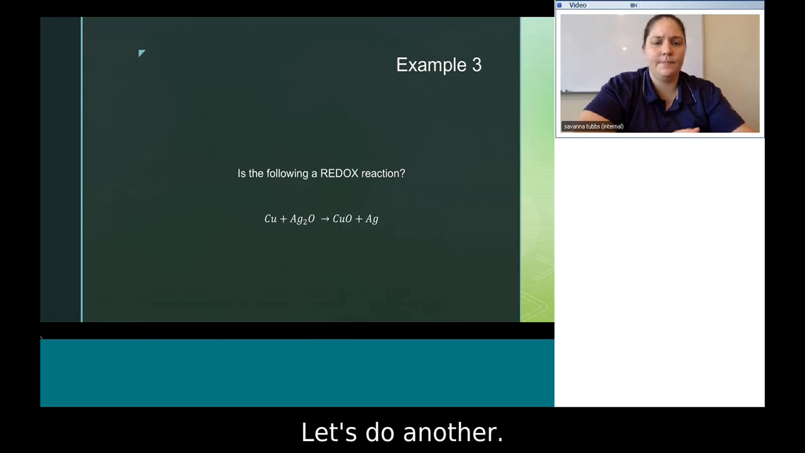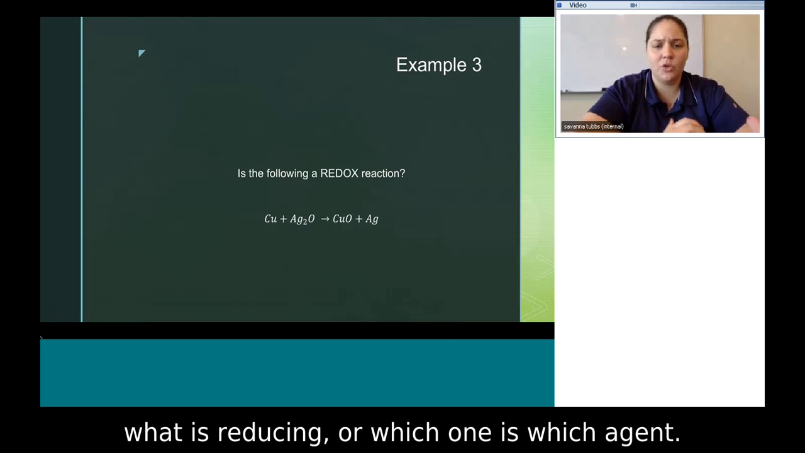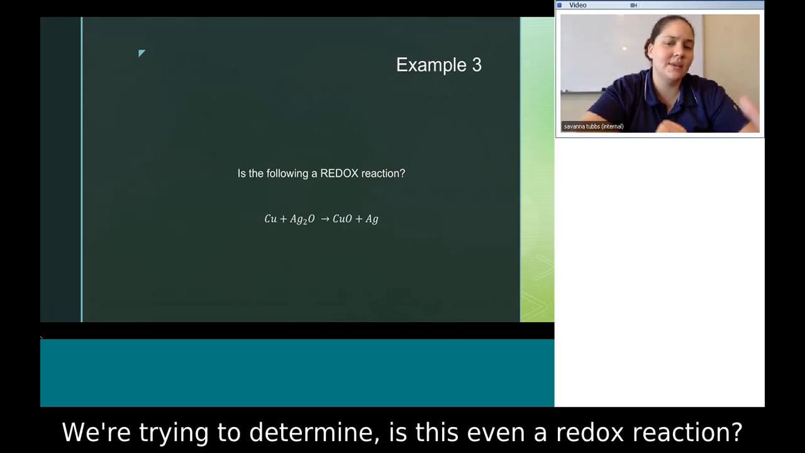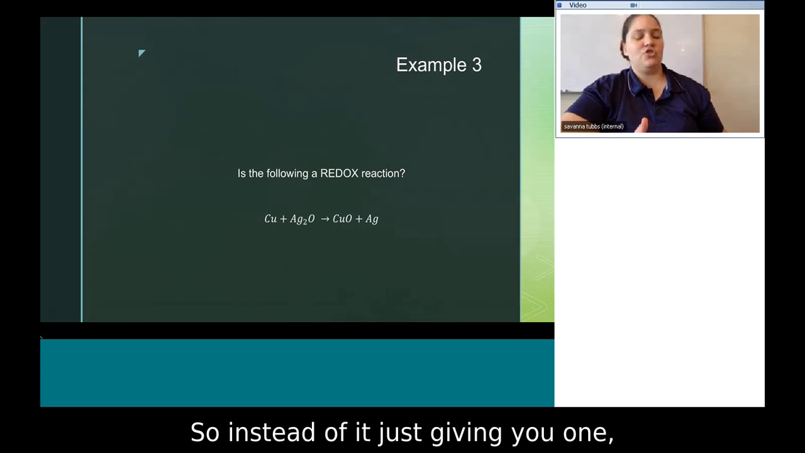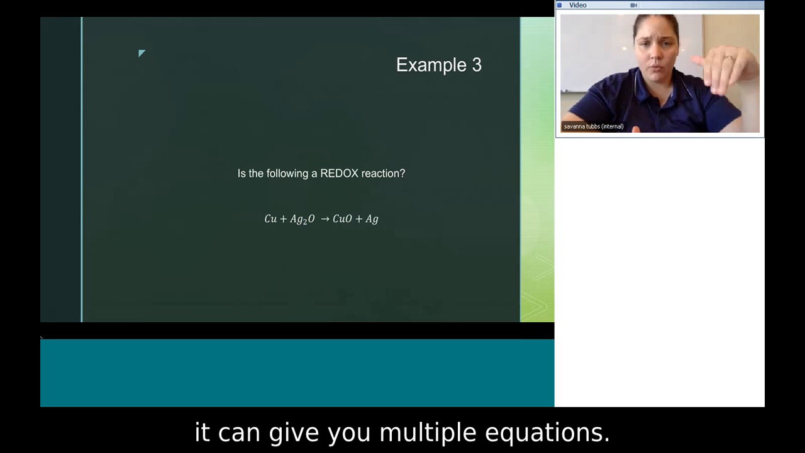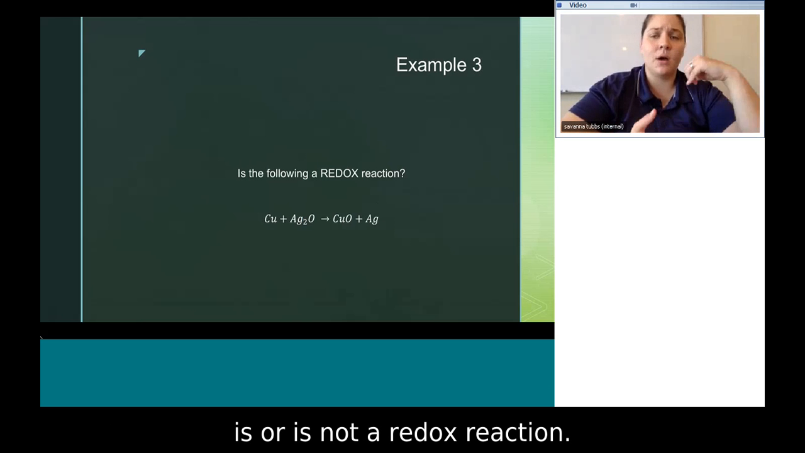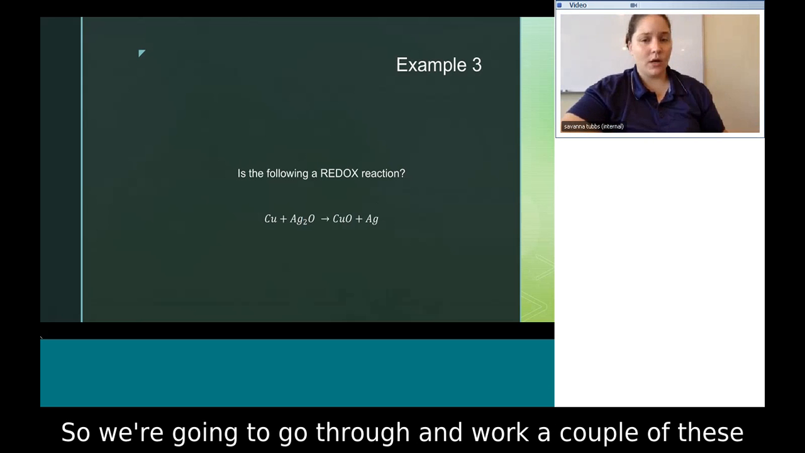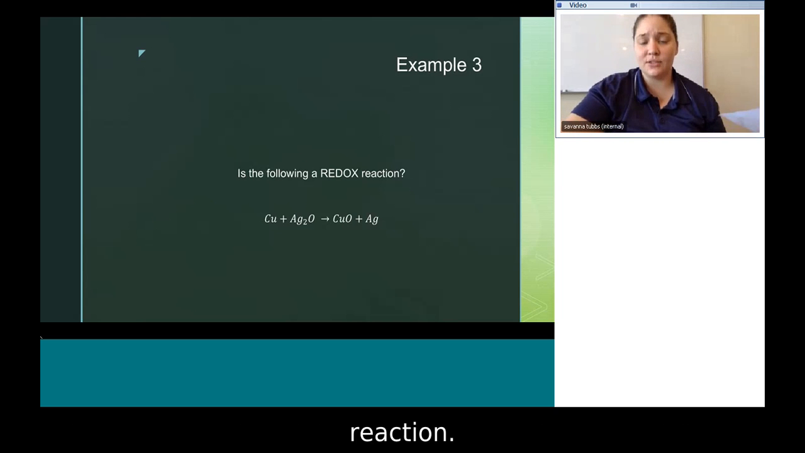Let's do another. This time, we're not trying to determine what is oxidizing, what is reducing, or which one is which agent. We're trying to determine, is this even a redox reaction? This is a common question that you can see on an exam. So instead of it just giving you one, it can give you multiple equations, and it wants you to determine which of the following is or is not a redox reaction. So we're going to go through and work a couple of these to be able to determine yes or no to whether it is a redox reaction.